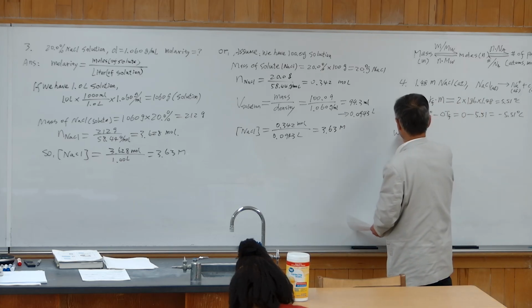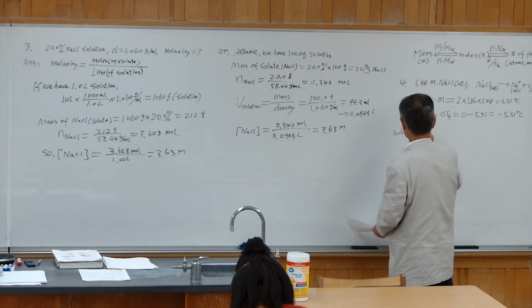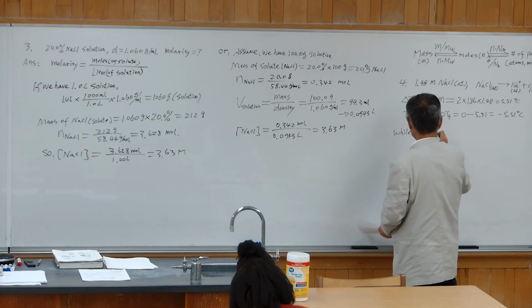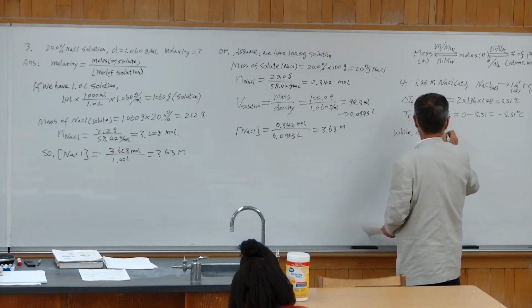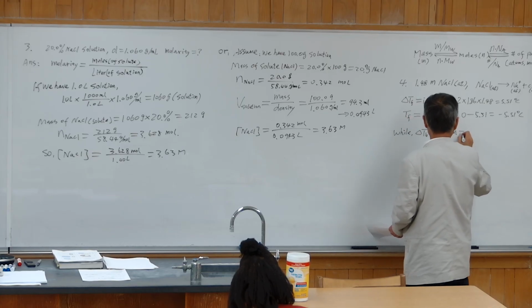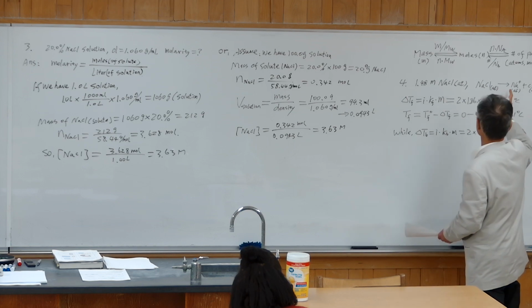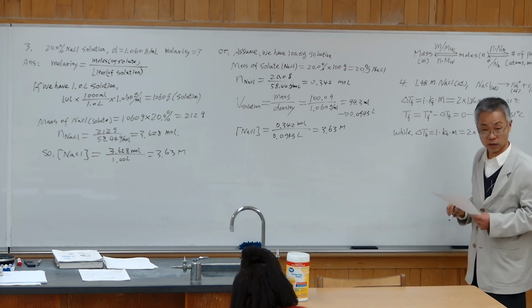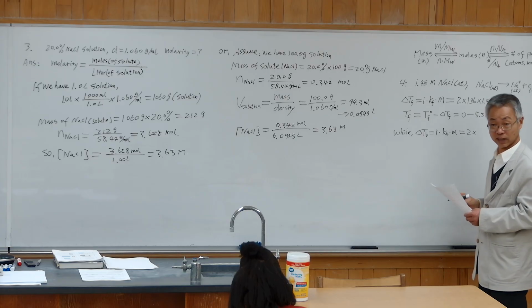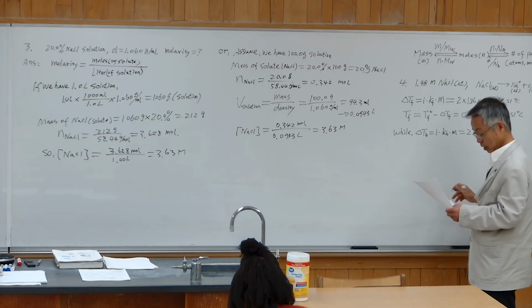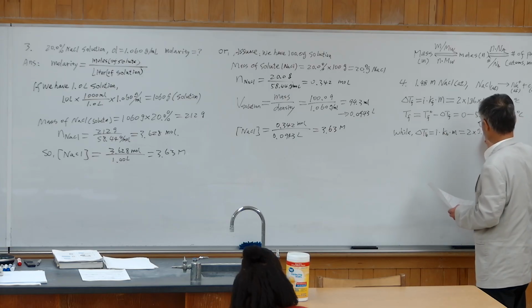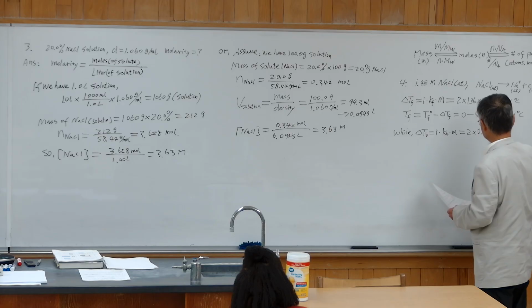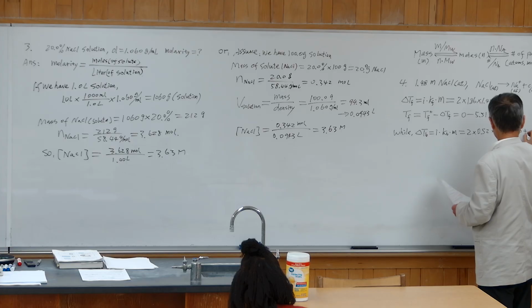So now Tb. Delta Tb is i times Kb times m. i is the same, right? Two particles. Kb, this is Kb of water. This is the water, the solvent. Use the table, find water. Kb will be 0.52. Molality, same, 1.48. Use your calculator, you can easily get 1.54 degrees Celsius.